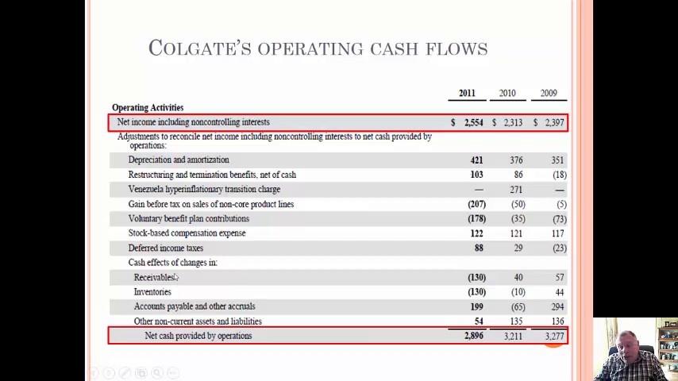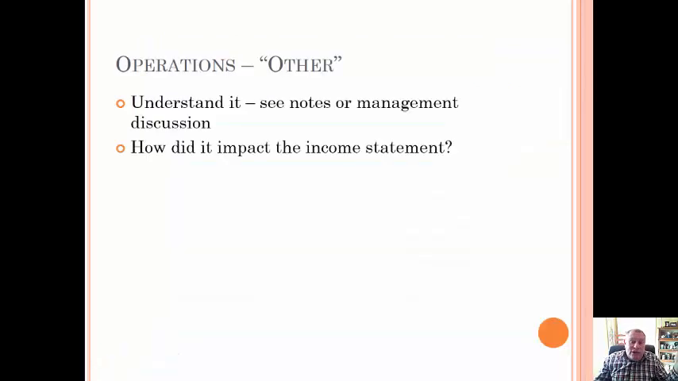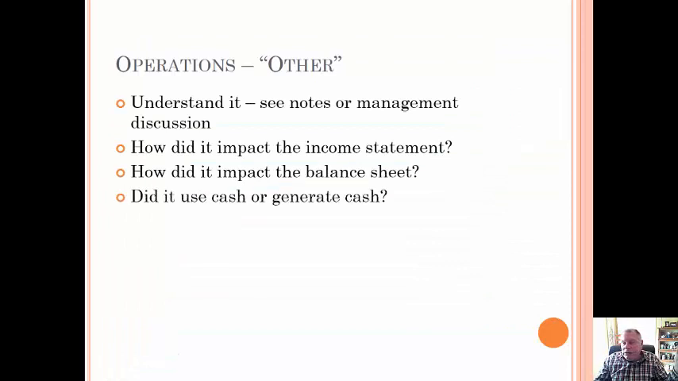Then we see right here, here's our change in working capital items. So net cash provided by operations is 2.8. You can see, generally we want to see that the cash flow is greater than the income from operations. In operations, there's always another item, and the question you need to ask yourself is, understand it. How are you going to understand it? You're going to look at the notes to the financial statements and the management discussion. How did it impact the income statement?